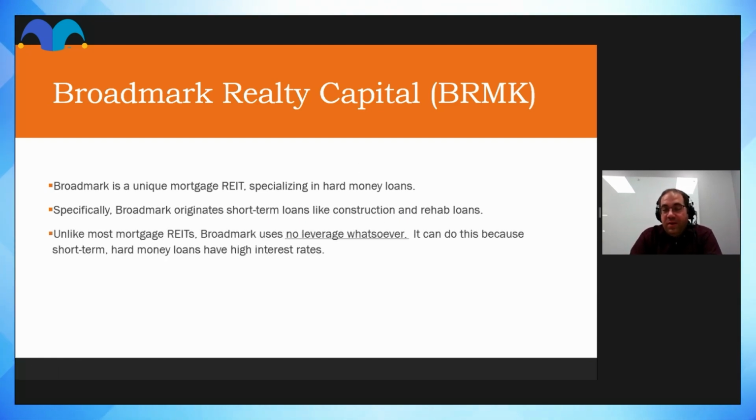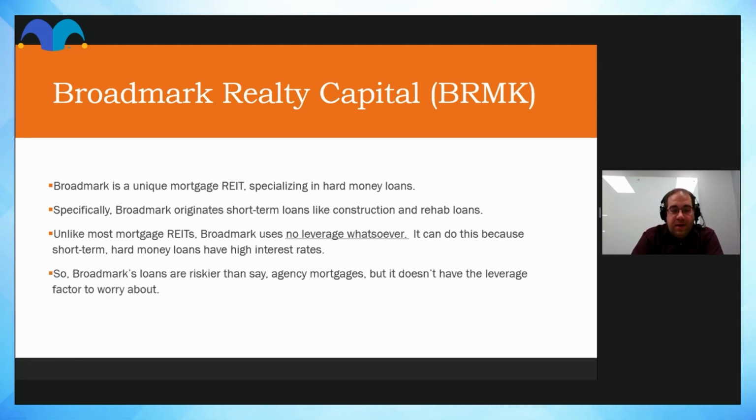But here's the point, and this is what Mark was alluding to as well. Unlike most mortgage REITs, Broadmark uses no leverage at all. They do not borrow any money. If they have $1 billion in the bank, they will make $1 billion in loans. So it doesn't have that leverage risk when rates start going up. It can do this because those short-term hard money loans have high interest rates. But it has higher default risk.